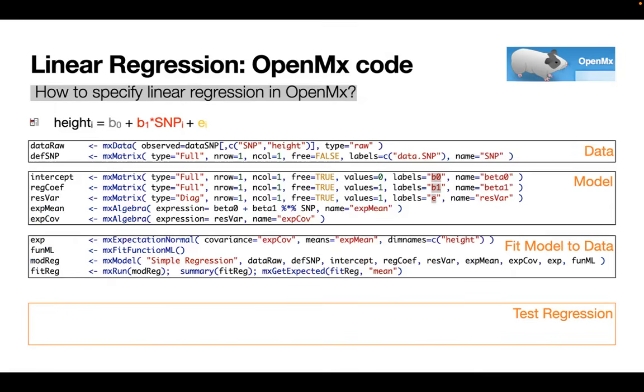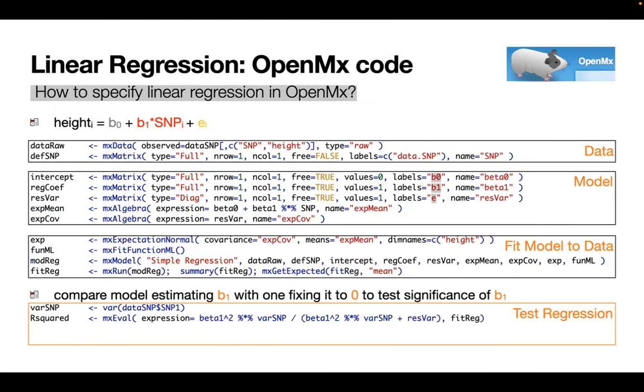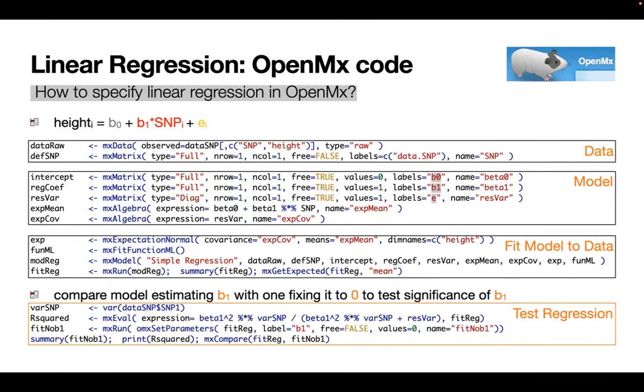Now, this first model includes both the B0 and the B1 as free parameters, but to test the significance of this B1 parameter, we need to drop it from the model, which we will do here after calculating the R squared, again using another function mxeval, and then we use the omxSetParameters function that allows us to fit a simple submodel where we fix the B1 path to 0 and then look at whether or not it significantly deteriorates the fit of the model.